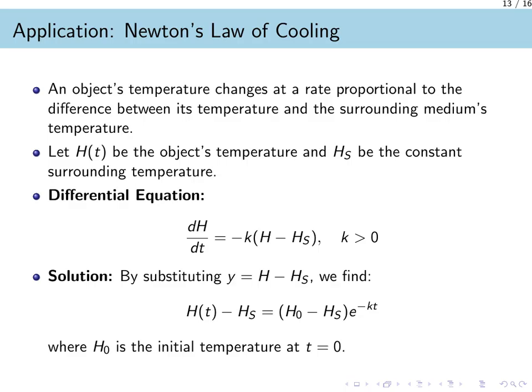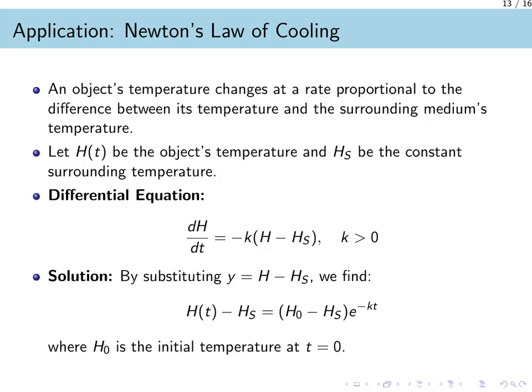This relationship gives us the differential equation dH/dt equals negative k times the quantity H minus H sub s, where H is the object's temperature and H sub s is the constant surrounding temperature. By solving this, we find that the temperature difference, which is H minus H sub s, decays exponentially over time.